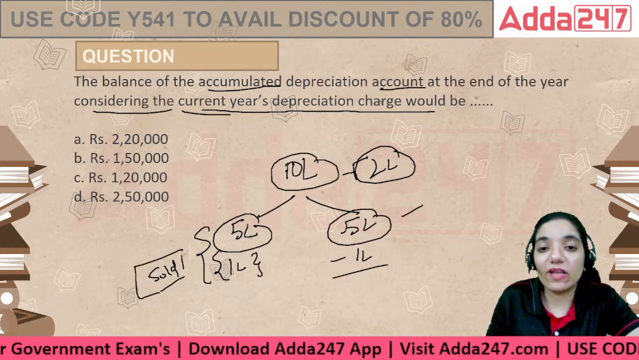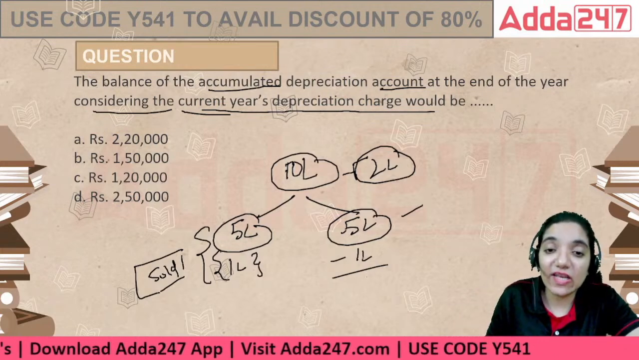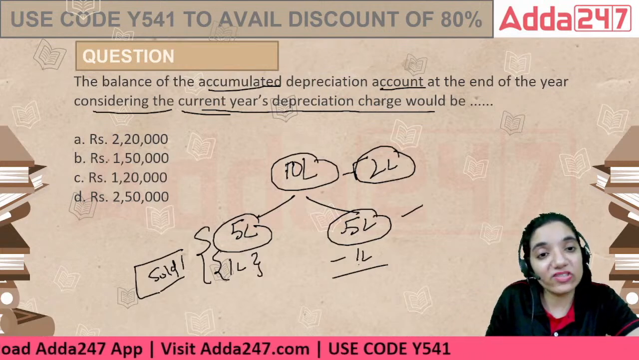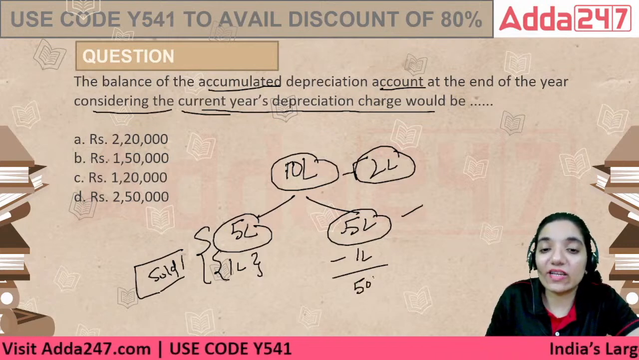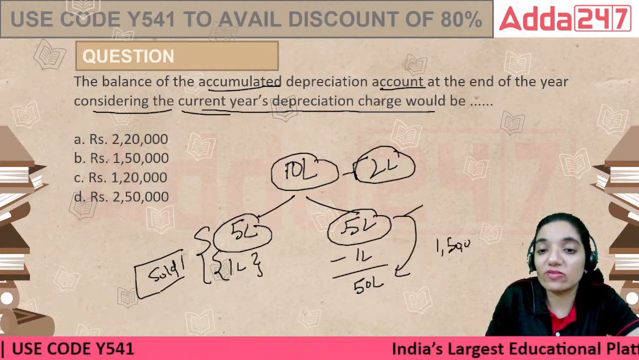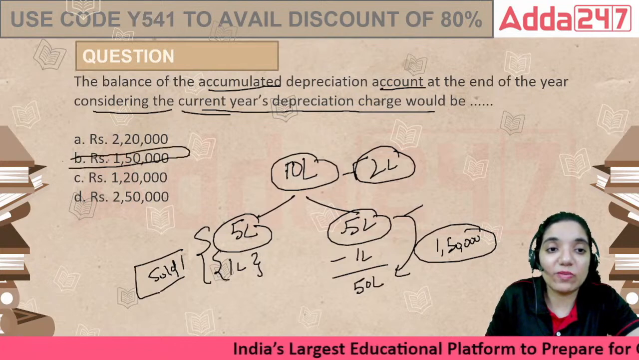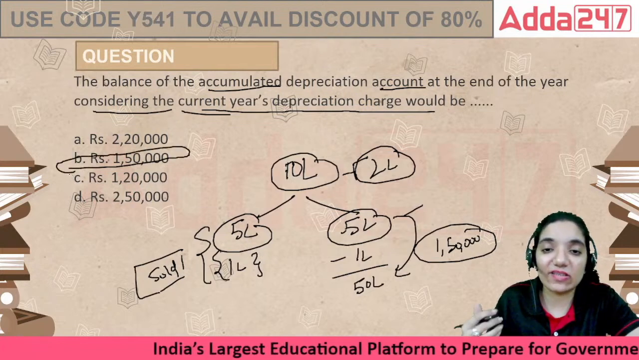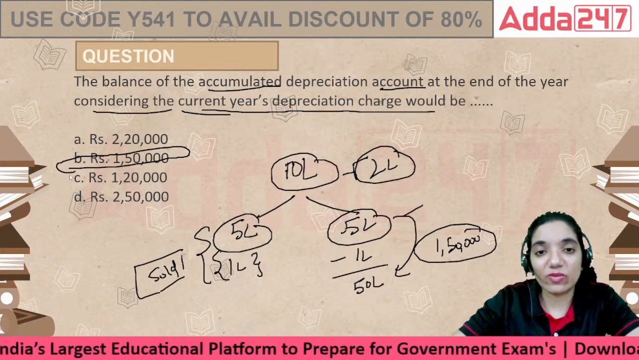Now what are we left with? We are left with 5 lakh rupees of the asset which is still continuing in the business. Then 1 lakh rupees of depreciation is charged on it, and now 10% of it would still continue. That means if I have to take the depreciation, it would be 1,50,000 in this particular year, right? So depreciation would be 1,50,000 that is going to continue in our business. So that's the next question.